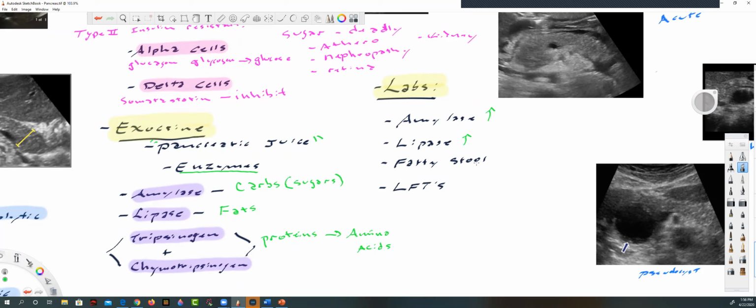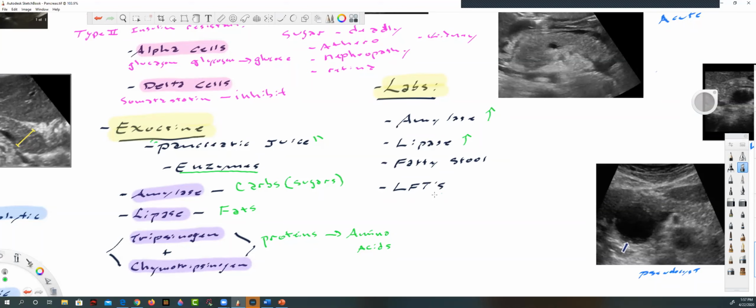Fatty stool means that your lipase is not active or not going into the duodenum. So fatty stool is also another lab, I guess, or sometimes the doctor asks, did you notice literally fat globules or almost like oil on top of water? Did you notice that in the toilet? Yes, no. Or they could actually do labs on it.